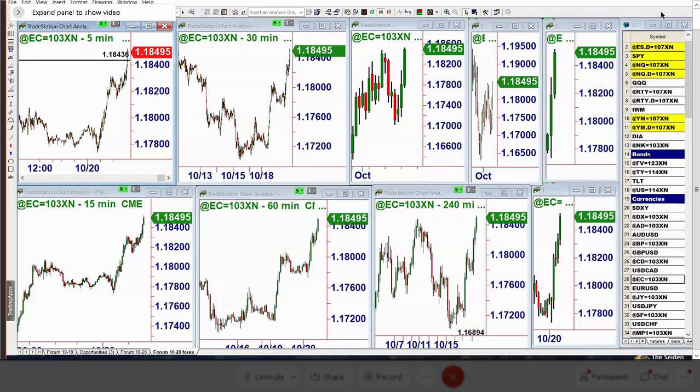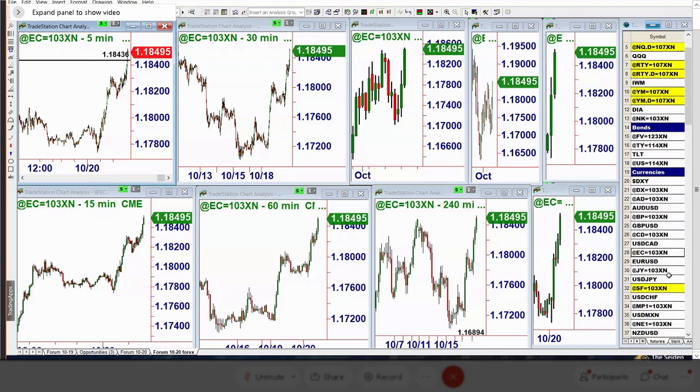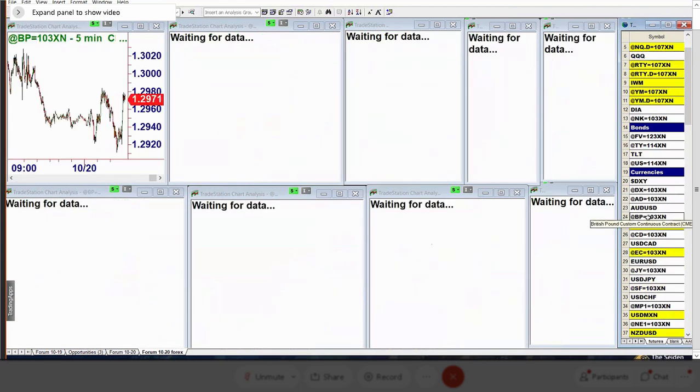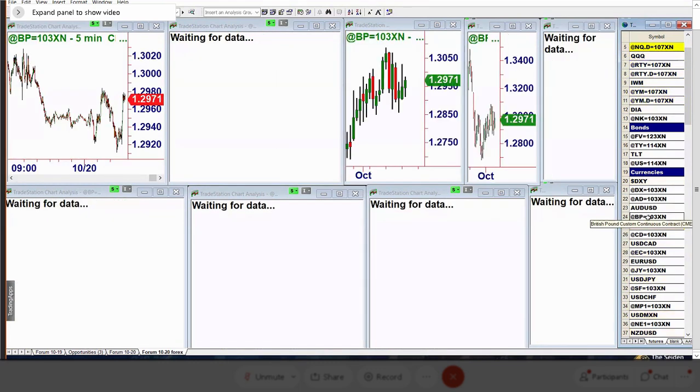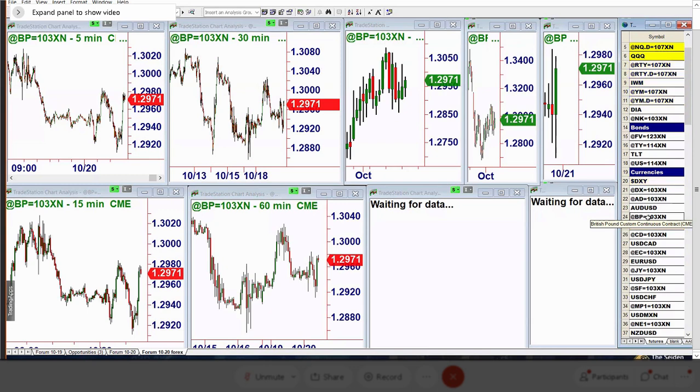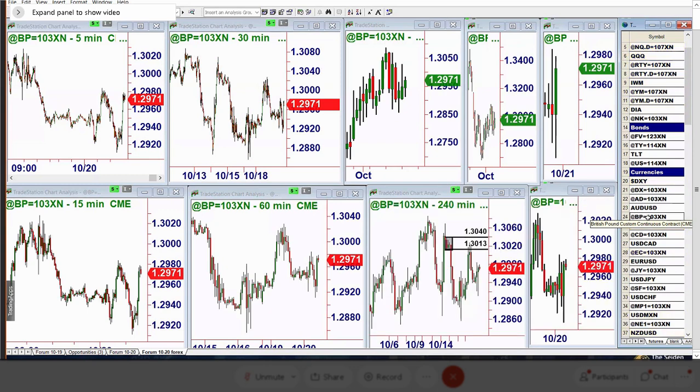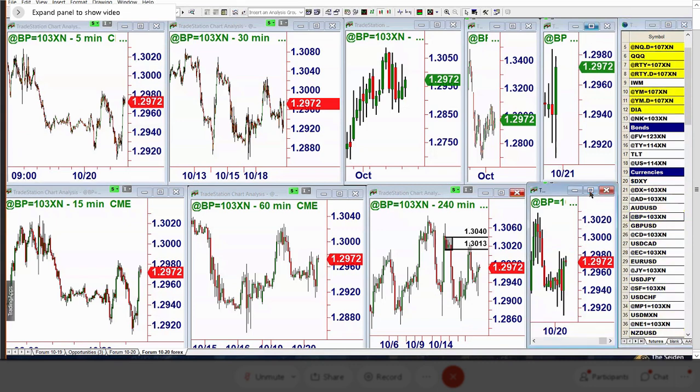Anyway, there you go. We're going to slow down on some of these other markets, and we certainly don't have to stick to just Forex markets. We've got a whole list of markets to take a look at. Why don't we look at the British pound? We'll start over here.